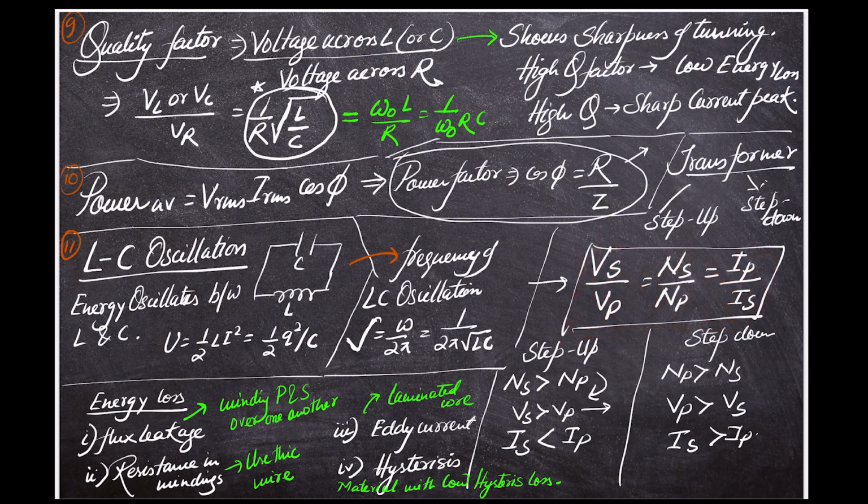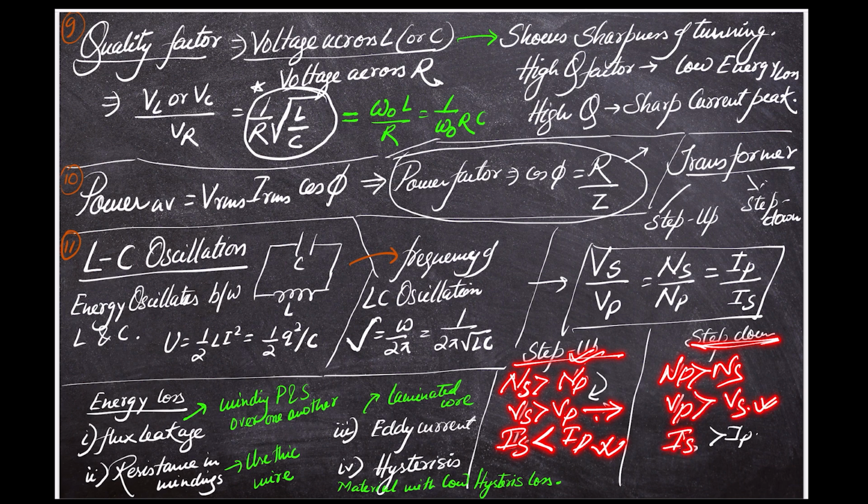Now, what is step up? If the number of secondary turns is more than the number of primary turns, then what will happen? Voltage in secondary will be more than voltage in primary, and due to that, the current in secondary will be less than the current in primary, and that kind of setup is known as step up. What about step down? Just opposite. The number of turns in primary will be more than in secondary. Due to that, the voltage across primary will be more than the voltage across secondary, and the current will be just opposite.